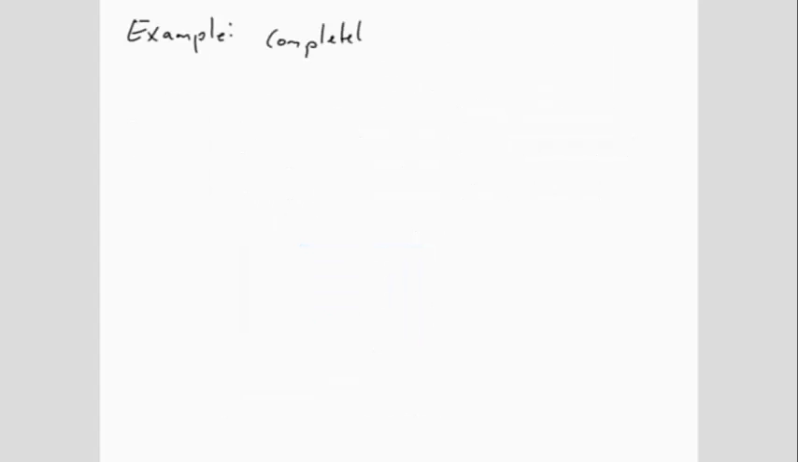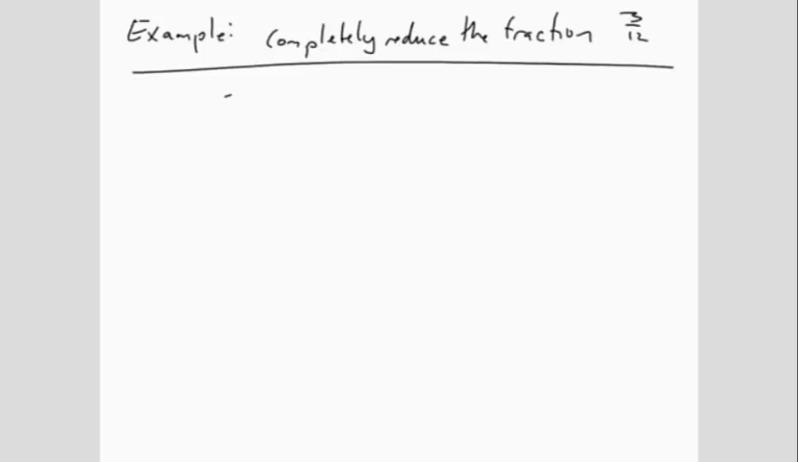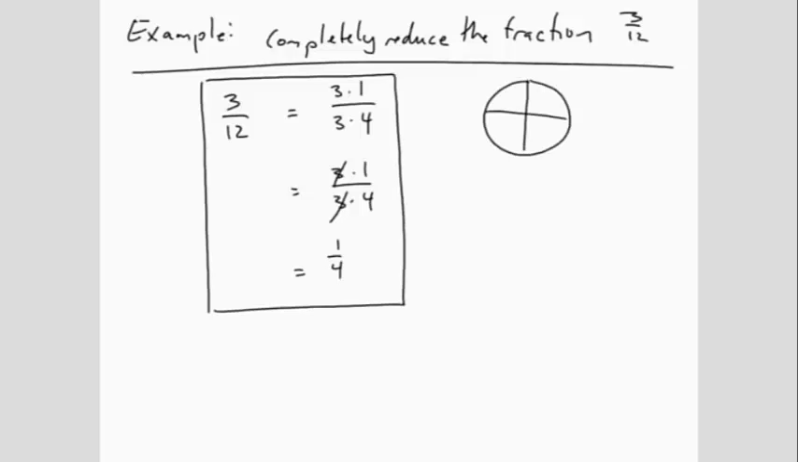Example, completely reduce the fraction 3/12. What is the greatest common factor of 3 and 12? It turns out that the greatest common factor of 3 and 12 is 3, so we will factor both the numerator and the denominator using that number. 3 is 3 times 1, and 12 is 3 times 4. Then we will cancel out the 3's and take a look at what's left. What's left is the fraction 1/4. If we sketch a picture of these two fractions, we can see that this equality makes sense. Both pictures have the same amount of circle shaded in.